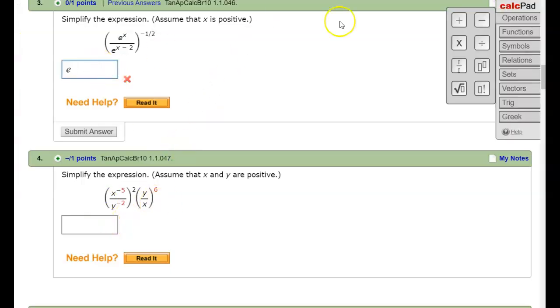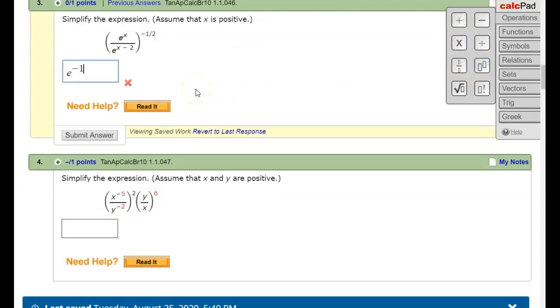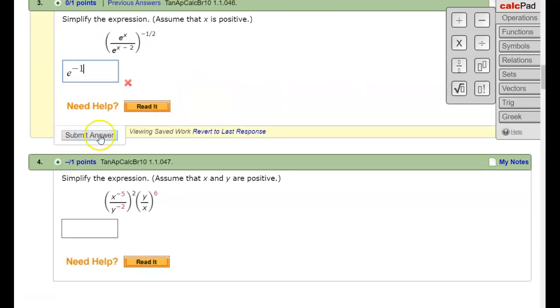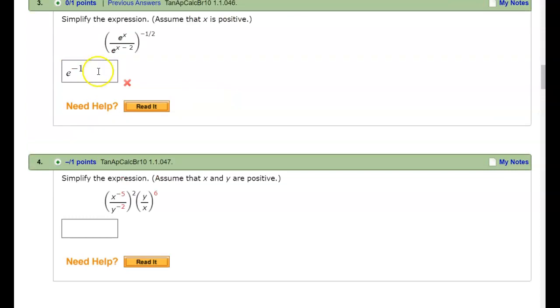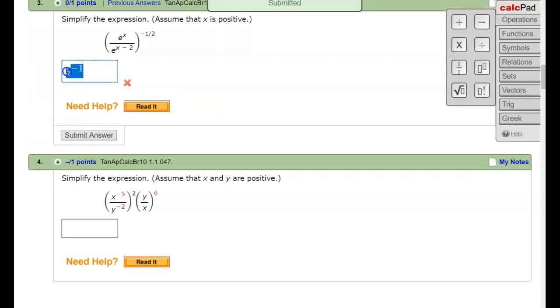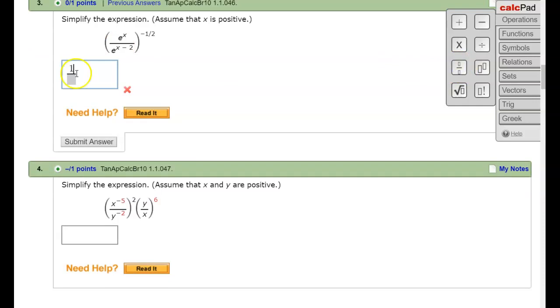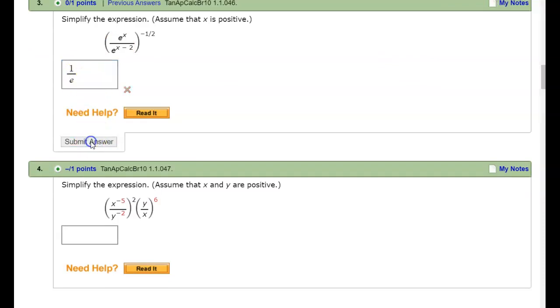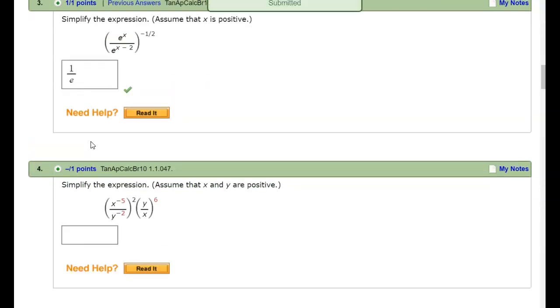So e to the negative 1st power. It doesn't mention whether or not I can have negative exponents. So I submit the answer, and it says no, it doesn't like that. So we'll try 1 over e, because e to the negative 1 is the same as 1 over e. E is just a number. This will be 1. And then we'll put in e. E is a number. It looks like a letter. And that's right. So for each of these, you want to be careful about what things look like.